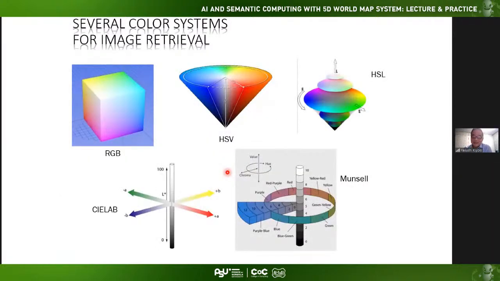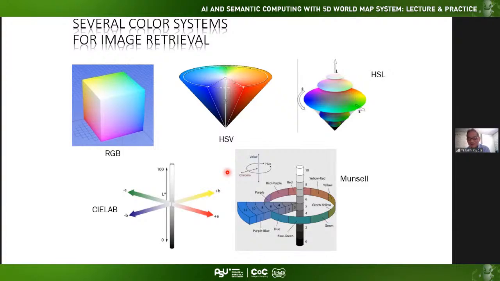And another case, this is not language. This is the world of colors. We are very familiar with RGB, three dimensions, okay. HSV, Munsell, CIELAB. Those are very important color systems. Basically, color is expressed in three dimensions, all right?